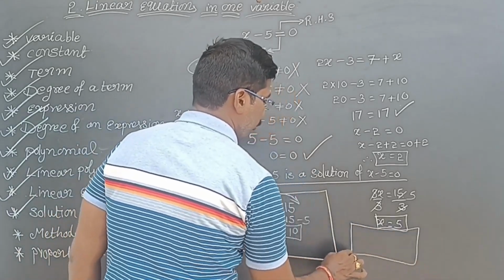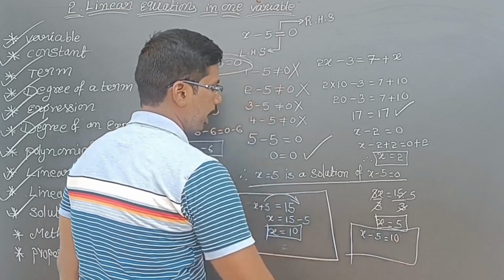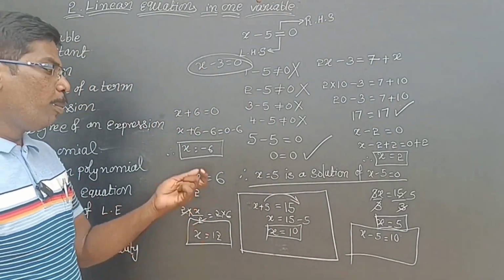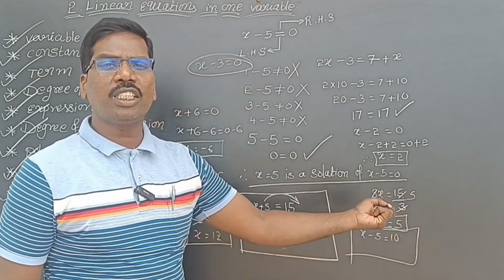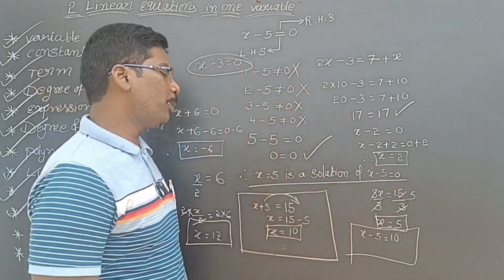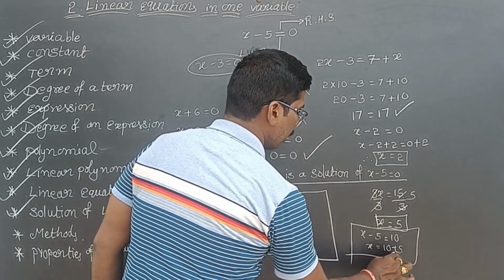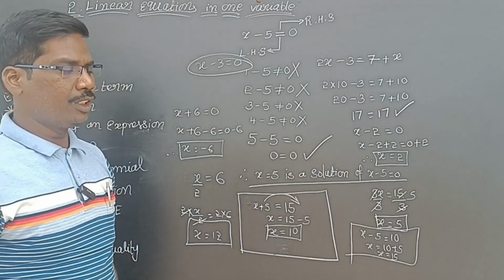Now x minus 5 is equal to 10. Now I want to find the answer. Minus 5, bringing it to that side, transporting it to that side, it will become positive. So plus 5. Then what happens here? x is equal to 10 plus 5, that is x is equal to 15.